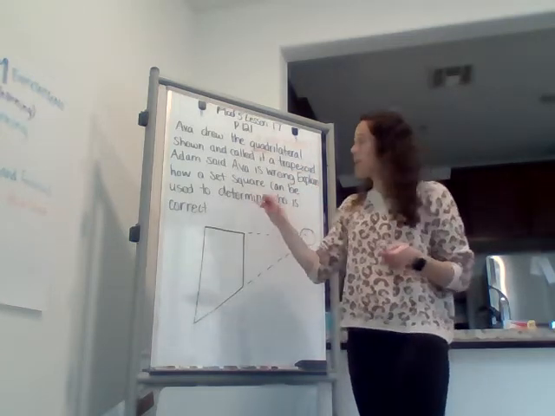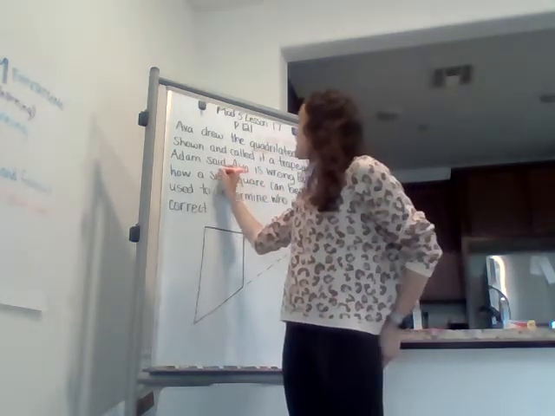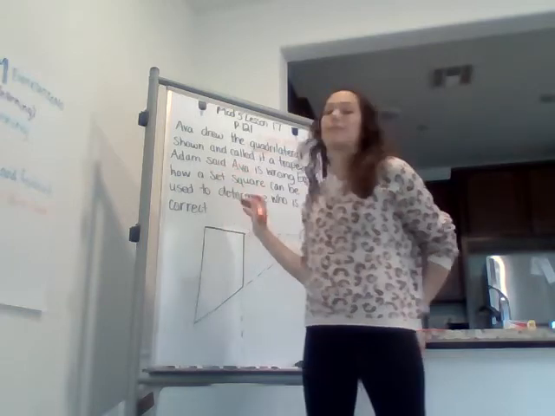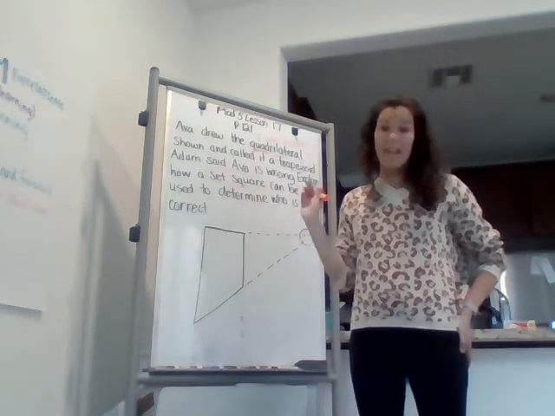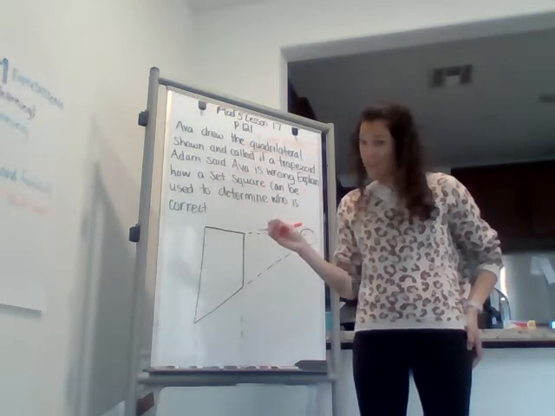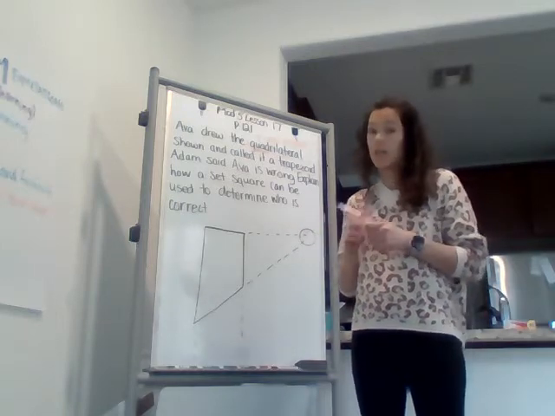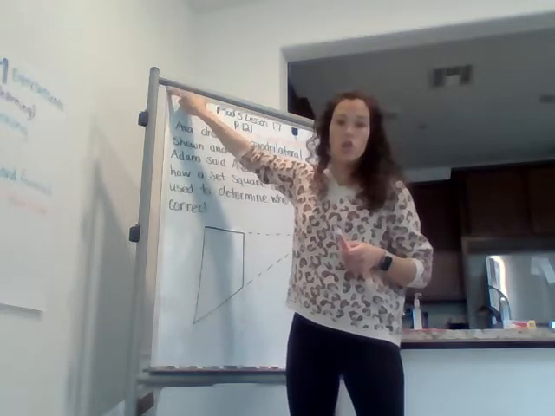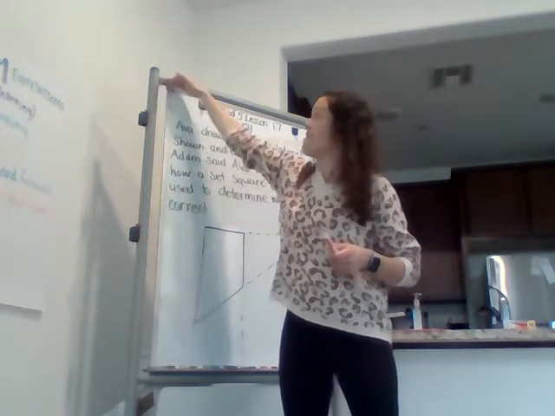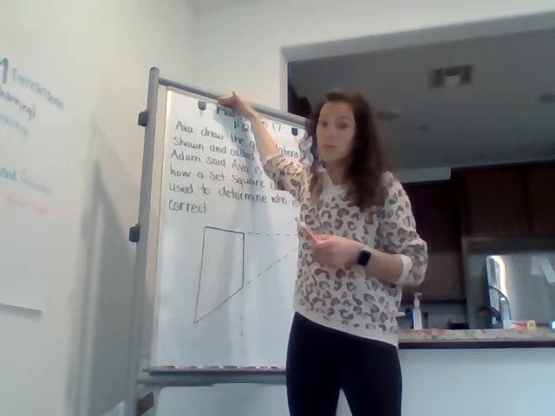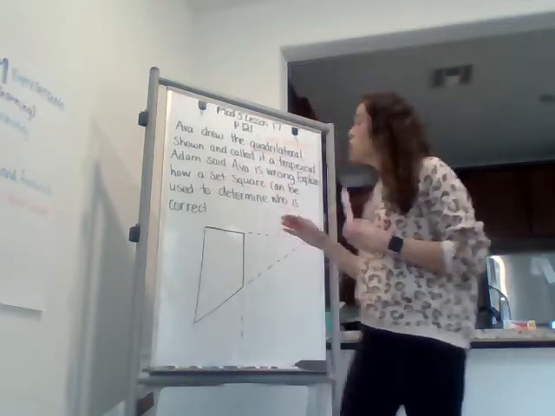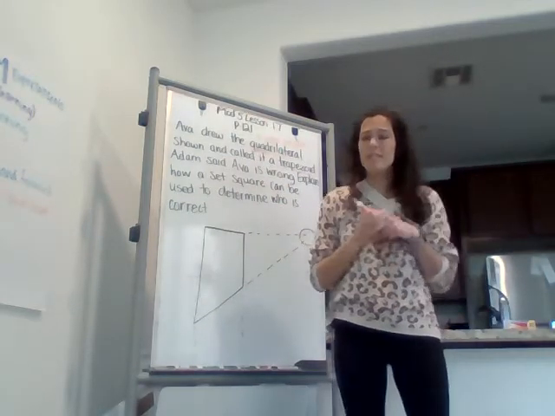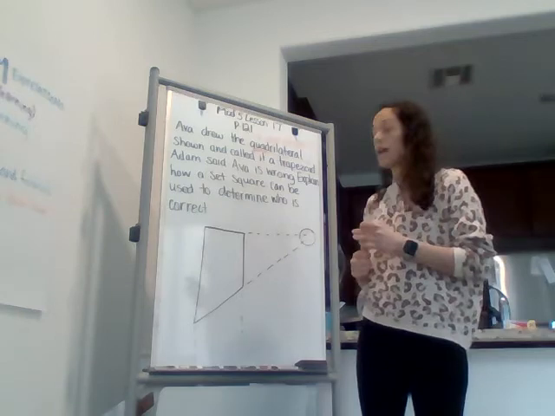Then it says, explain how a set square. So a set square is something with a right angle. A right angle, if you remember, is a 90-degree angle. So here's a 90-degree angle. It has a sharp, straight up and then straight across. The lines are perfectly perpendicular. So you can use a set square to decide who is correct.